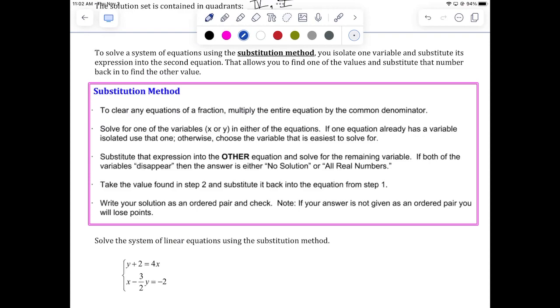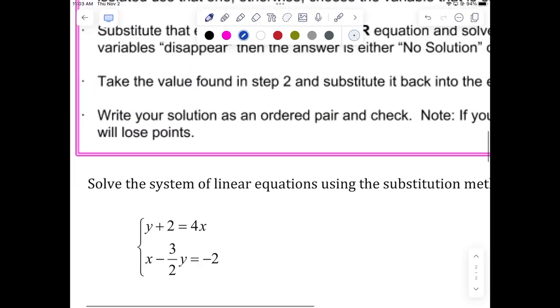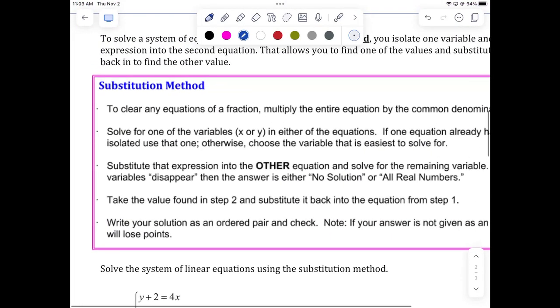So let's see what the instructions say here. To clear any equations of a fraction, multiply the entire equation by the common denominator. Okay. That's if you're afraid of a fraction. Are y'all afraid of a fraction? No. So I'm gonna skip that step for now. We're not afraid of fractions.